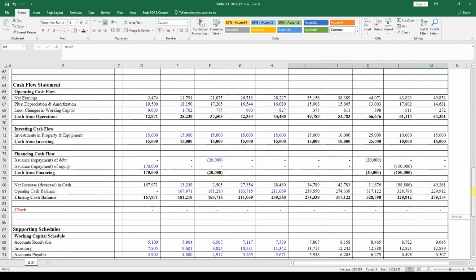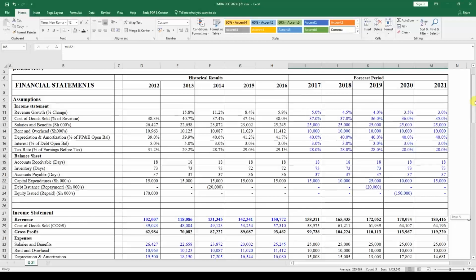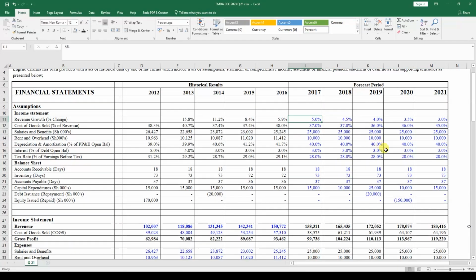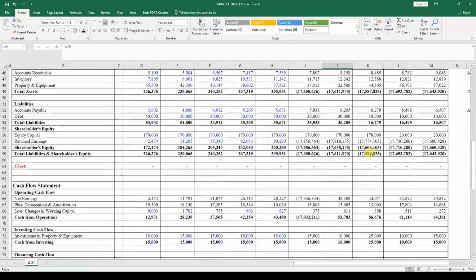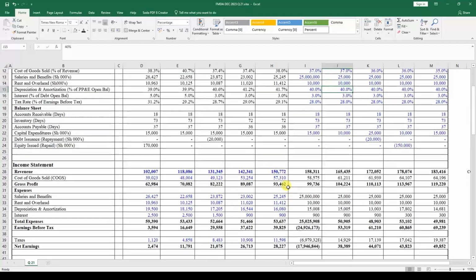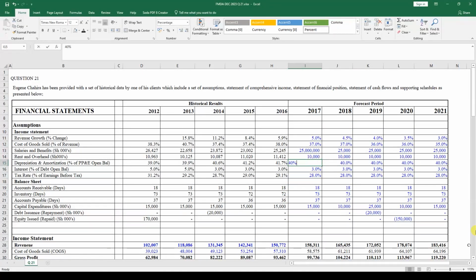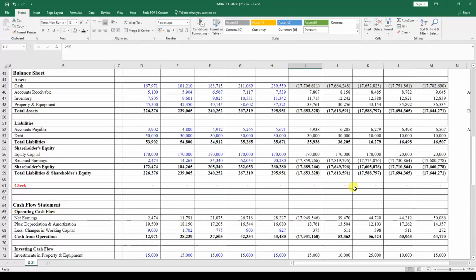We hope that you've enjoyed this session of ours, but before we part, there is one thing I want to ask you: whether even if we change these assumptions here, it will still balance. It will still balance. So even if I put this to 25 million, and leaving the rest the way they are, look at the balance sheet. It still balances. If I put this to maybe 50%, it still balances.